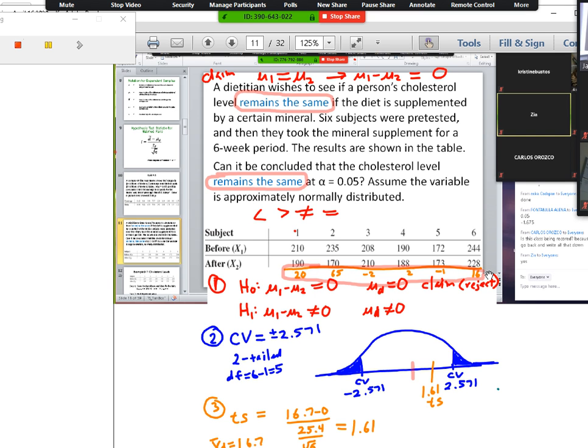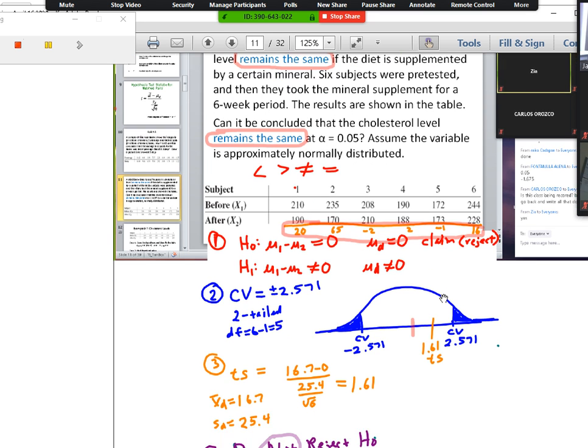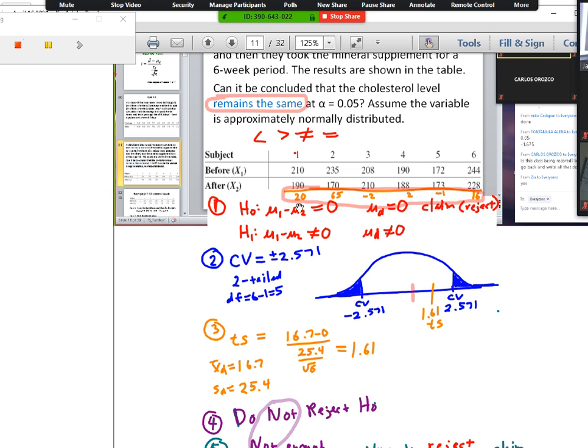So in step 5, you're going to use the word reject. So you should write reject in the parentheses. Whenever H naught's your claim, you're going to use the word reject. Typically, H1 will be your claim and you'll use the word support. But on those rare instances where H naught is your claim, you're going to use the word reject in step 5. Since H naught is your claim, H1 becomes the opposite, not equal to. So mu1 minus mu2 is not equal to 0, or mu d is not equal to 0.